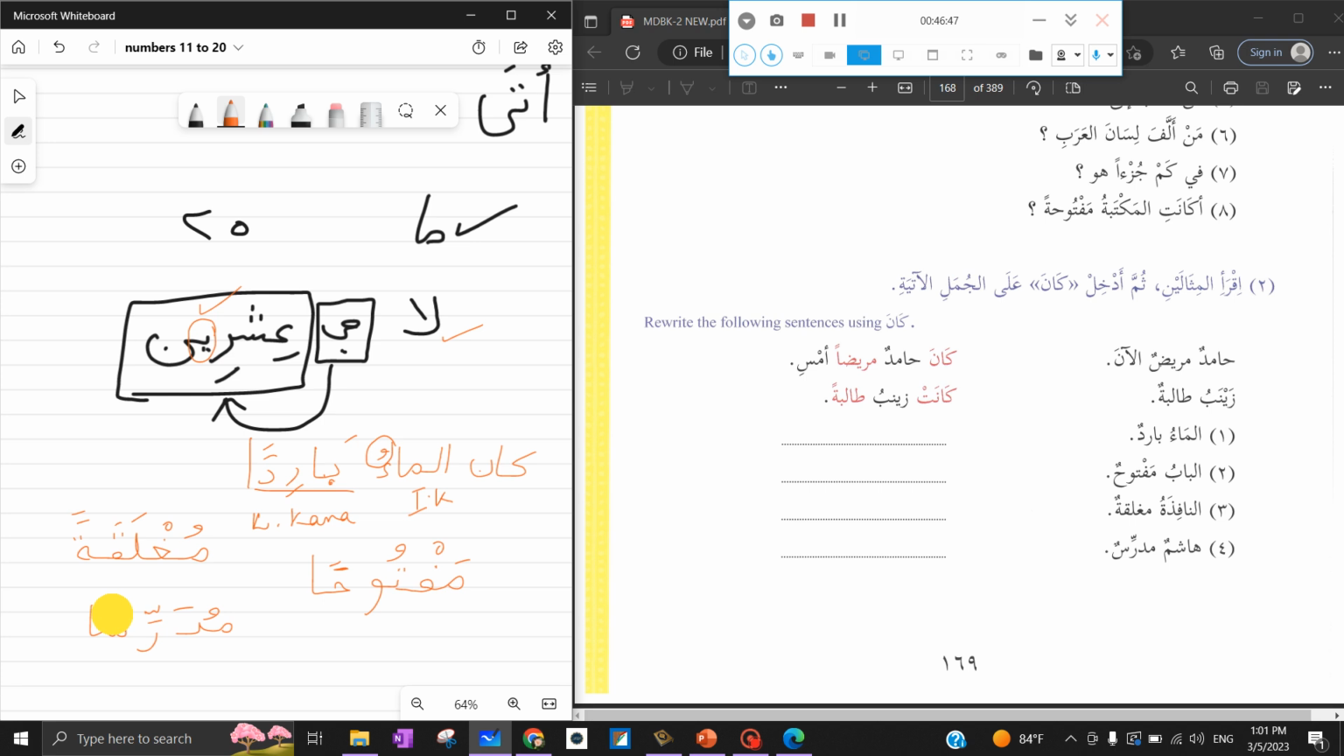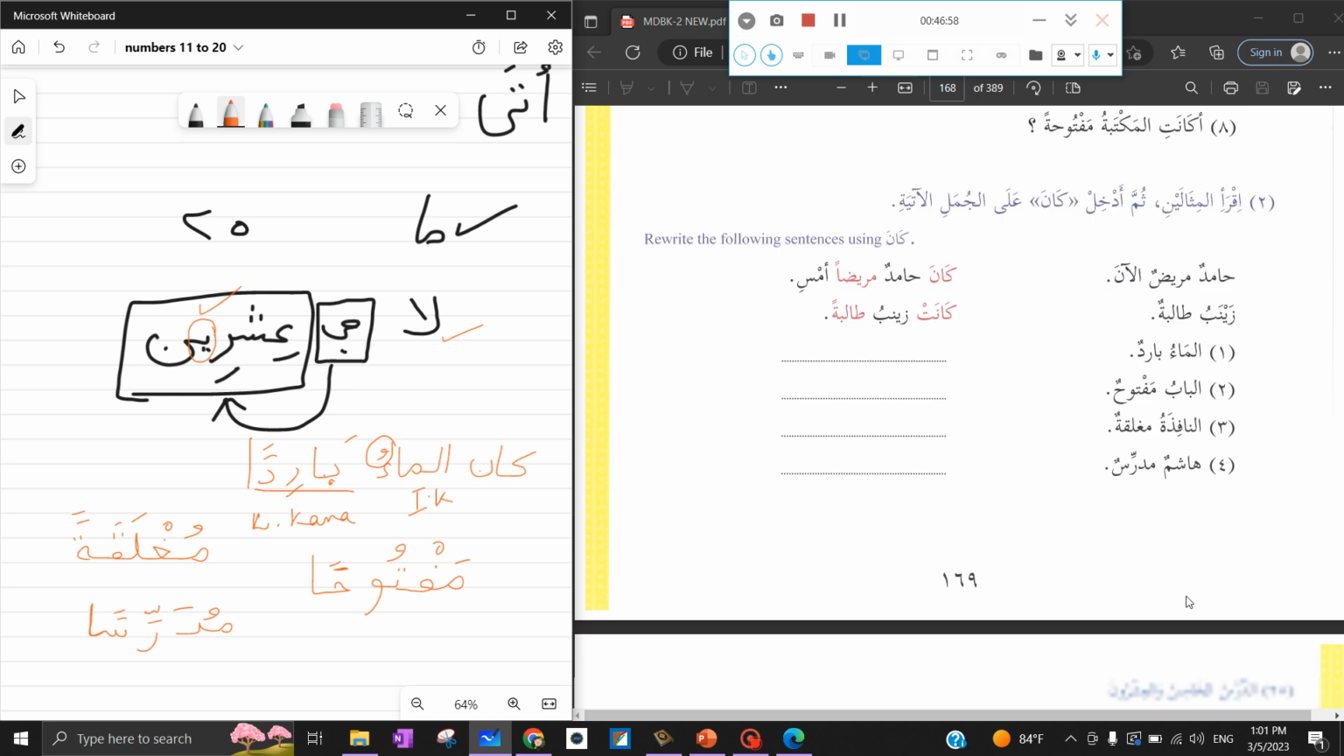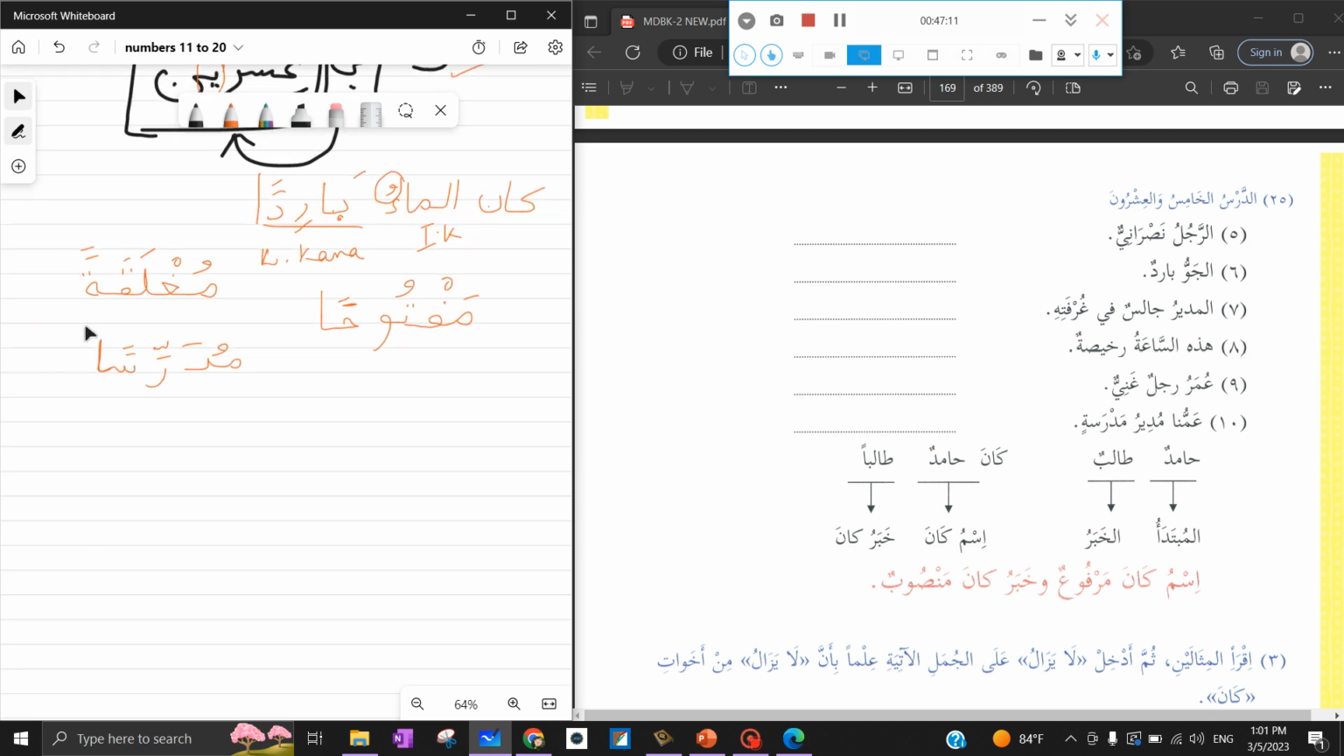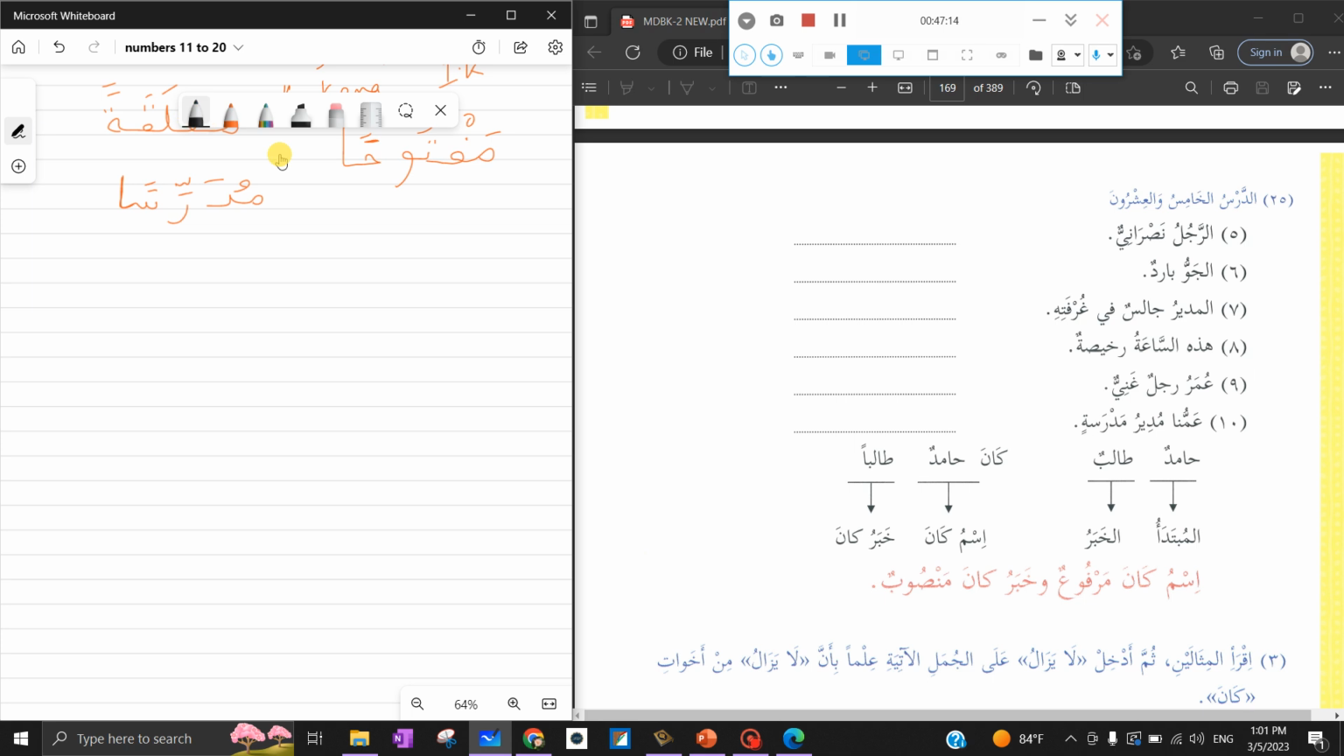Now this sin, if it takes a fathatain, it will come with an alif, just like this ha, it came with an alif. So remember that these are all writing rules. Ar-rajulu nasraniyun. Kana ar-rajulu nasraniyan. So how will you write nasraniyan? Simple. In order to write nasraniyan, we will use ya with alif, and then there is shadda and fathatain.